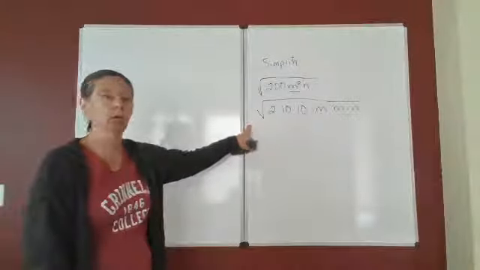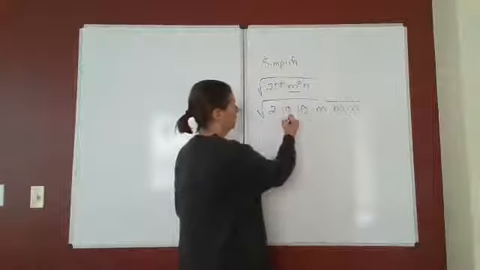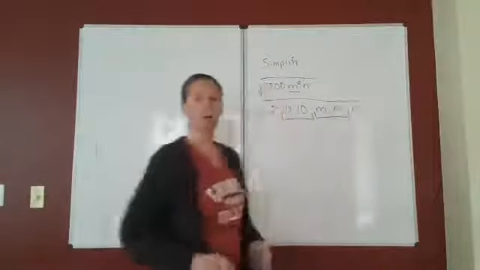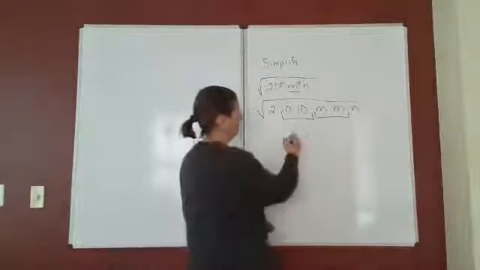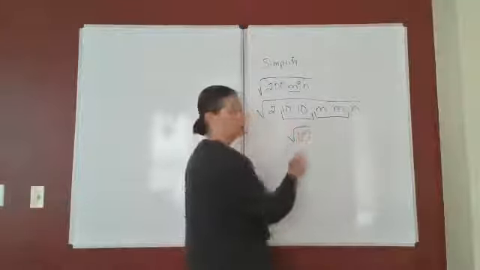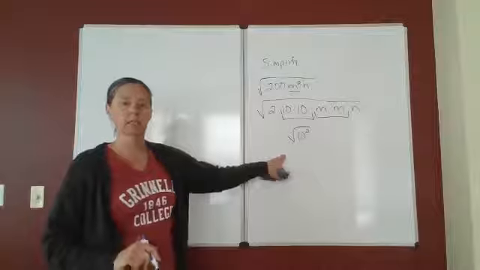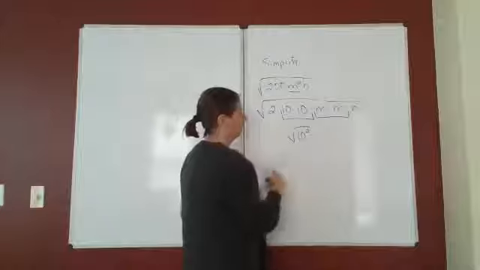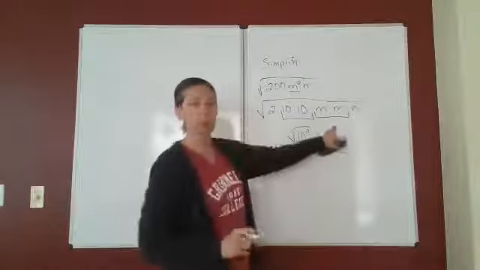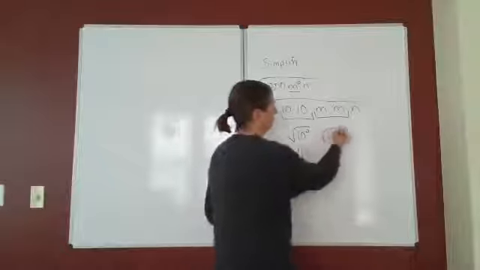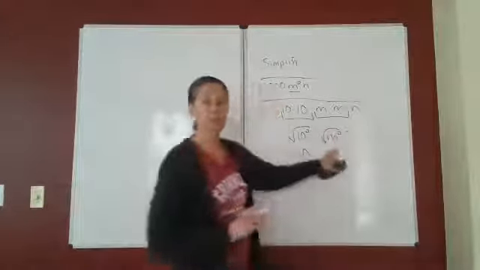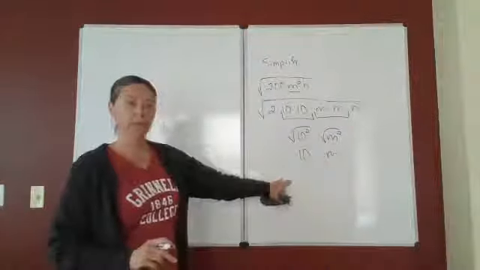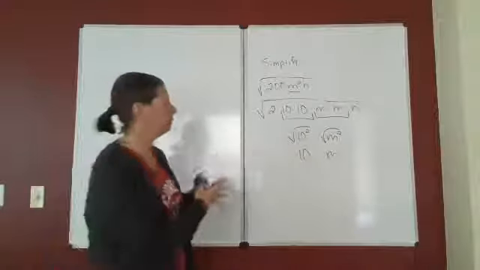So now I can look for my perfect squares. So I've got 2 in this case. I've got 10 times 10, or 10 squared, and I've got m times m, or m squared. So remember that if I have got the square root of 10 squared, that is going to be the same thing as just the number 10, because if I take the square root of a square, I'm left with the number that is underneath it. So that would be 10. Same thing with a variable. If I have the square root of m squared, that's going to give me just m. So I can take these perfect squares from my square root and pull those out in front.